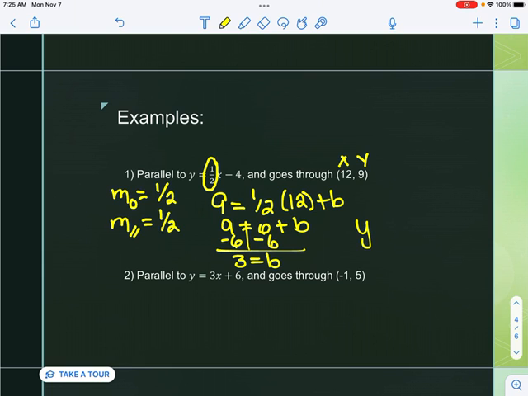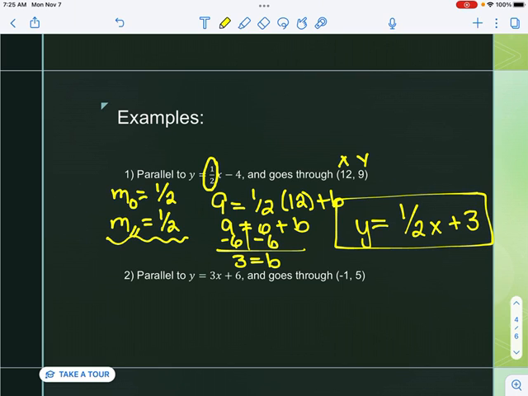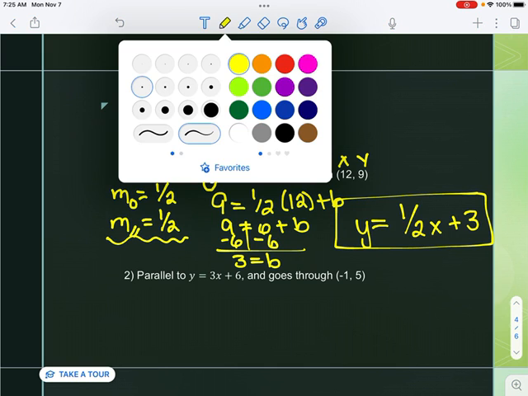So my final equation is y equals, I take the slope from the parallel, 1/2 x. I take the b, add 3, and there is the equation of the line parallel to the given line. All right, let's try another one then.